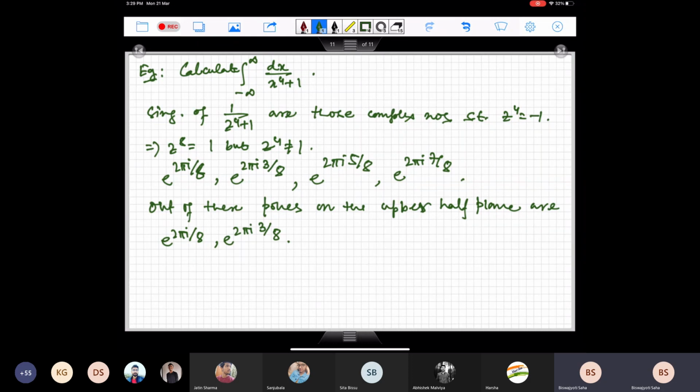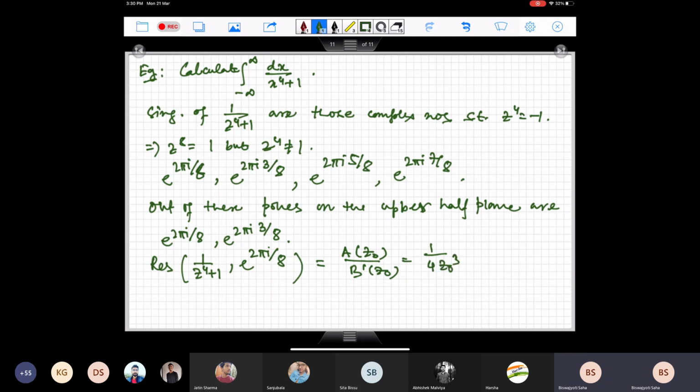Okay, so I need to figure out what's the residue. So the residue of 1 upon z to the power 4 plus 1 at e to the power 2 pi i by 8. Now this one is a pole of order, which order? Tell me, what's the order of the pole here? 1. Simple. So this is already in the form of a by b. I told you that the residue is going to be a at z naught divided by b prime at z naught. So now the derivative is 4 z cubed.